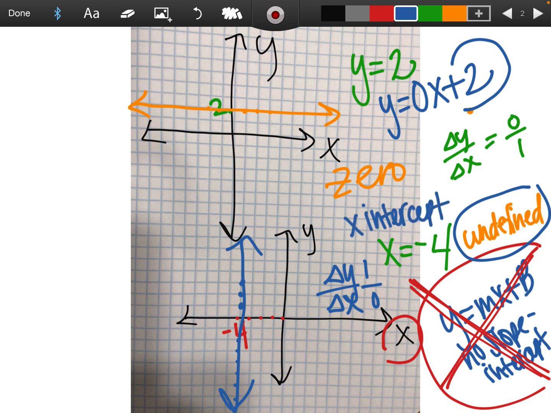So anytime that you want to graph a line that has an undefined slope, you're going to look at the rule and it's going to say x equals a number. We call it a constant. It's the only number that stays the same. And you're going to go to the x-axis and find when x is equal to -4. We call this an x-intercept. It's where the line touches the x-axis. And then you're going to draw a vertical line.